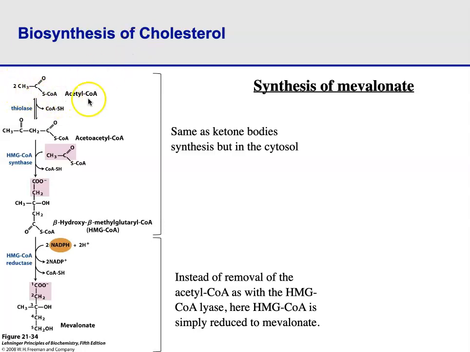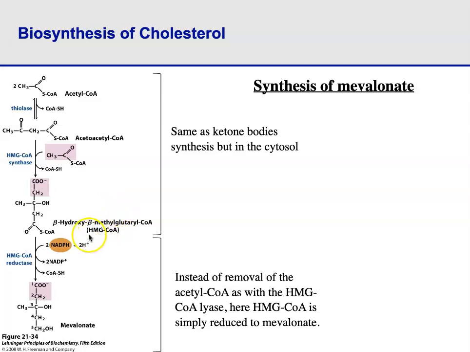We have 2 molecules of acetyl-CoA. With the help of an enzyme that we're already familiar with, we form acetoacetyl-CoA. Then we add another molecule of acetyl-CoA to form HMG-CoA. You should be familiar with this. This is basically the beginning of the synthesis of ketone bodies. This pathway uses the same enzymes used by ketone body synthesis.